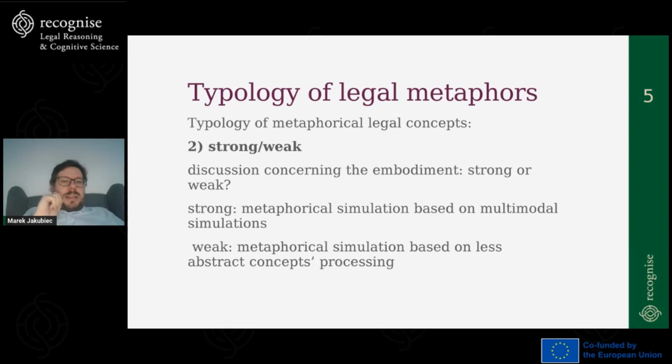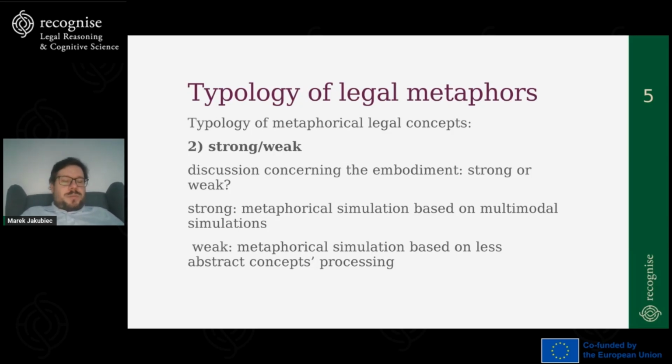Another distinction, perhaps the most important in the context of contemporary discussions within the cognitive sciences: strong and weak metaphors. And strong and weak in this context means strong and weak embodiment.